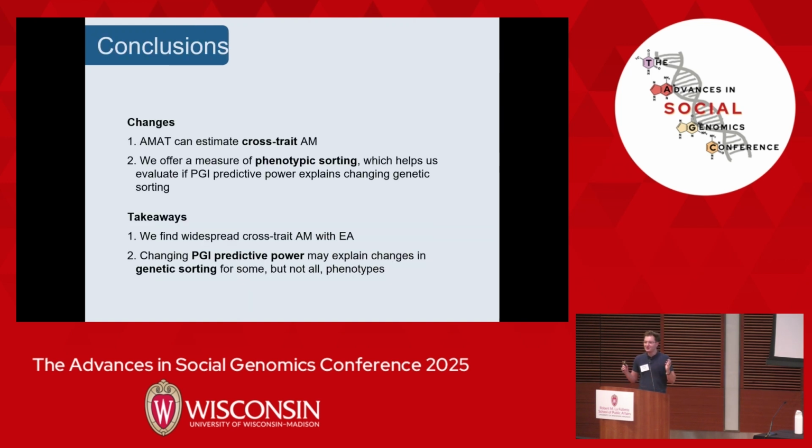All right, so just to wrap up, in AMOT, we now measure cross-trait assortative mating and also phenotypic sorting. And the main takeaways that we have here is that we find widespread cross-trait assortative mating with educational attainment across the different PGI types and data sets that we apply. And also, changing PGI predictive power may explain some of the changes that we are seeing in genetic sorting for some phenotypes, but not all of them.